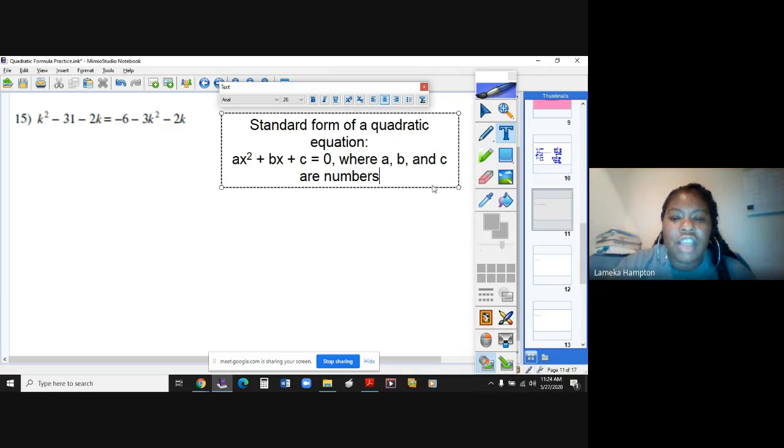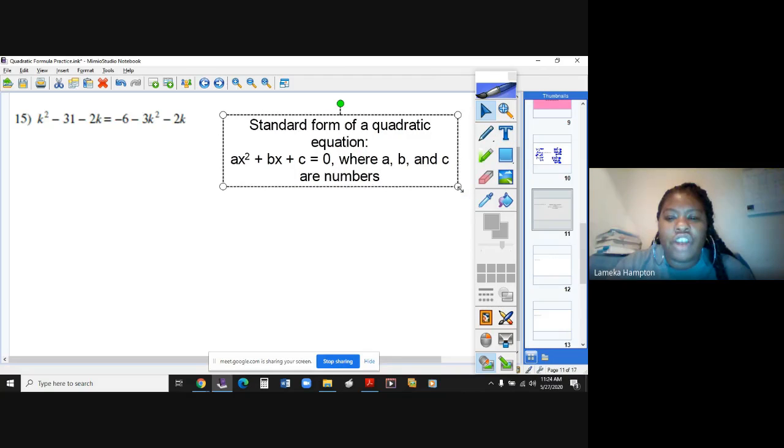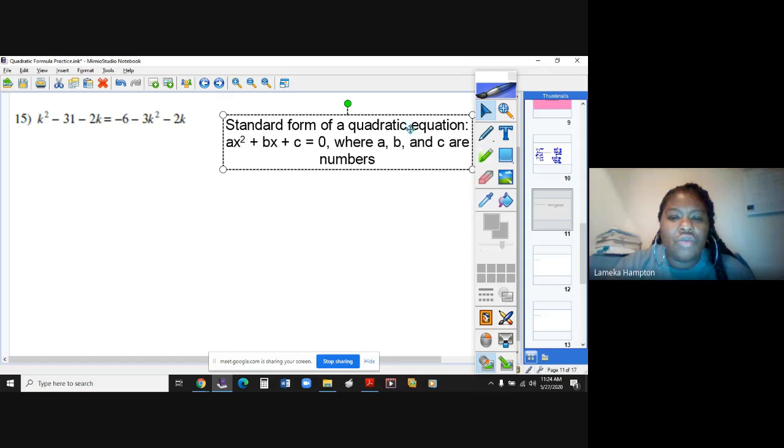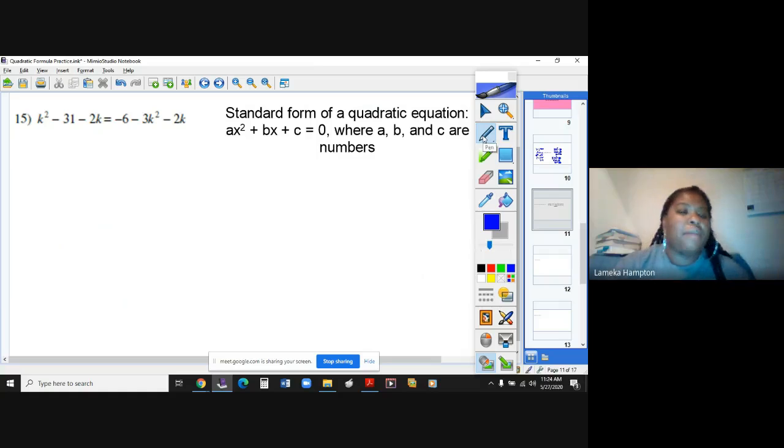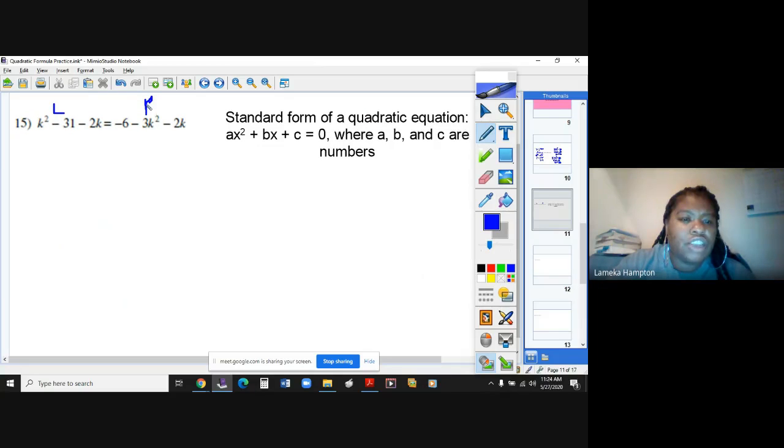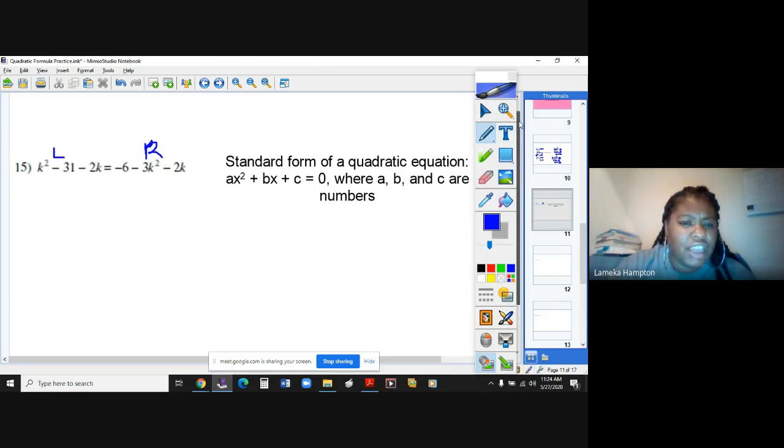You want the standard form of a quadratic equation, because remember, all quadratic equations are equal to 0. So for this one, we're going to have to move some things around to make that happen. Remember, you want to move everything on your right side to your left-hand side.